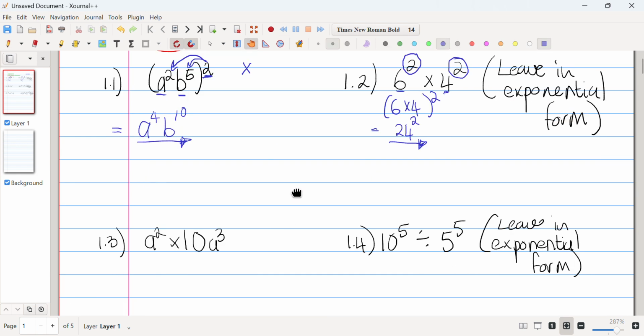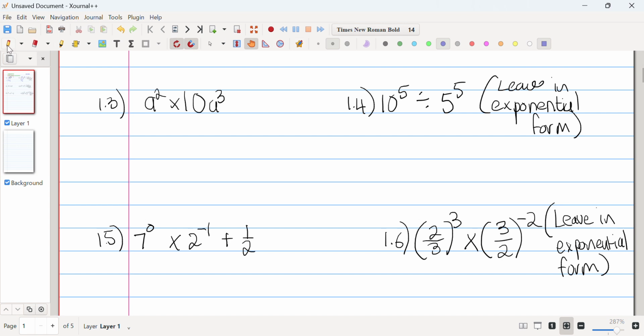Let's have a look at 1.3 over here. So we have a squared times 10a to the 3. Now, what I have taught my learners is step number 1. Whenever you get a question like this, you're always going to manage your coefficients first. Now, remember, what are coefficients? They are basically the numbers in front of the terms, or whatever you want to call it.